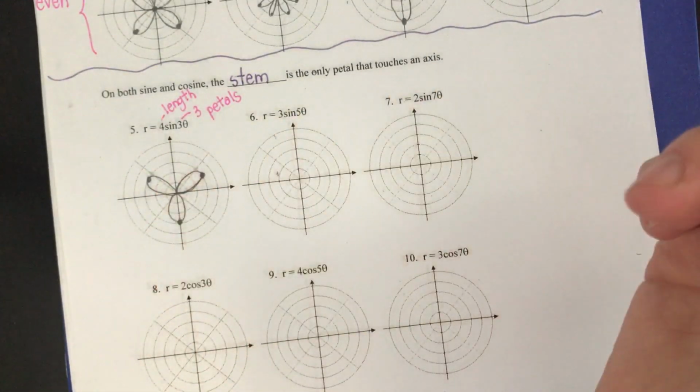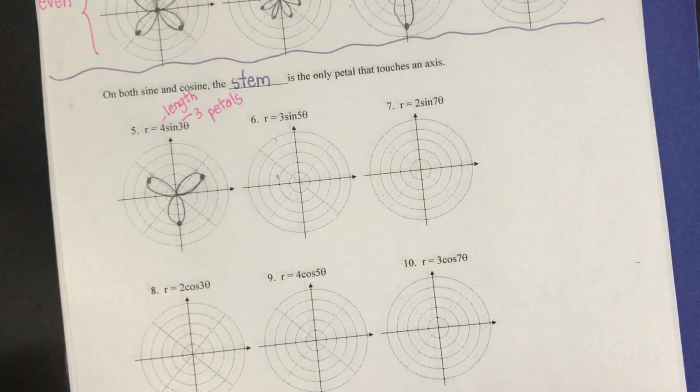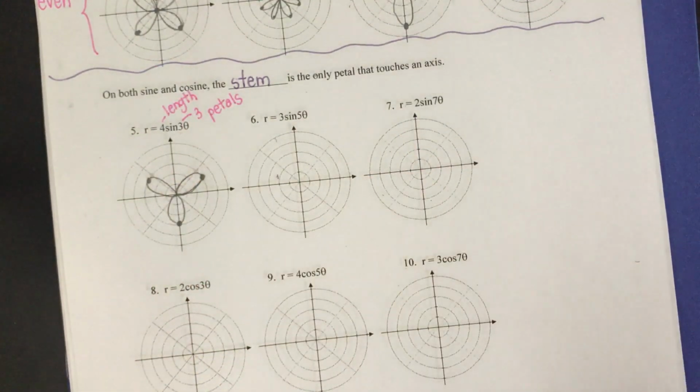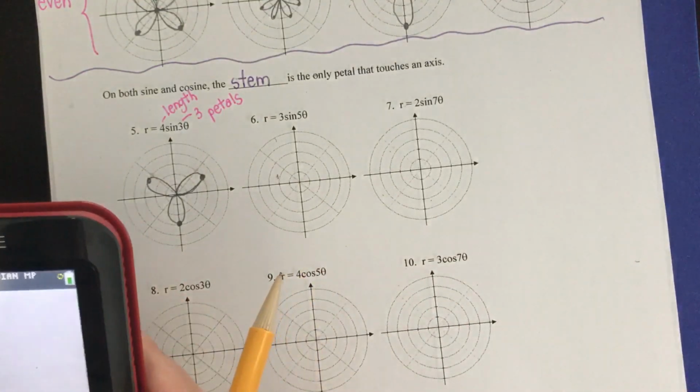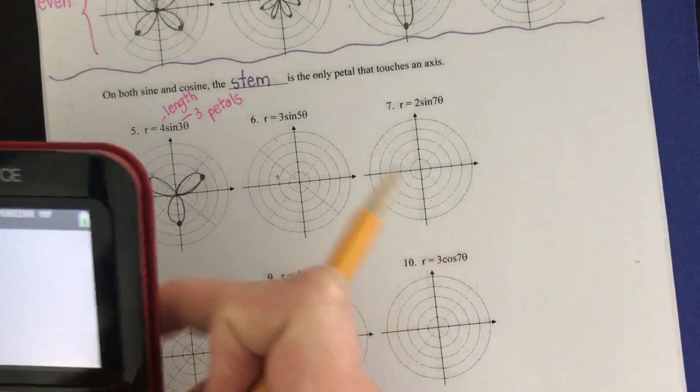I told you it's not going to be an exact science. You're just going to have to do your best. And if you want to know exactly how far apart they are from each other, remember, you can take 360 degrees and divide it by how many petals you have. Okay, enough of that talk. Let's look at the next problem.